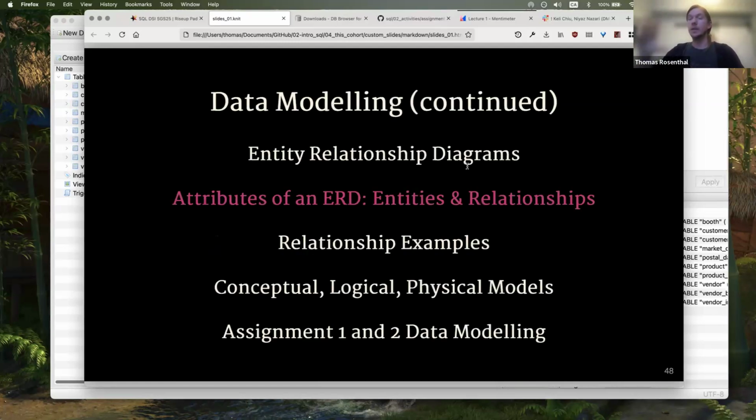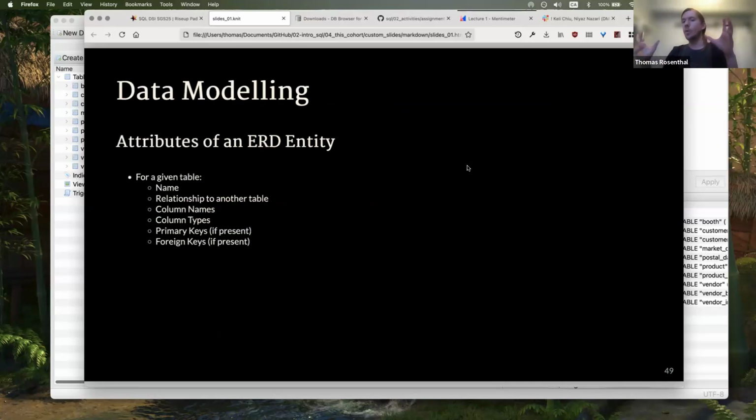Let's talk about the attributes of an ERD, our entities and our relationships. So for a given ERD entity, an entity is an object, like a table. There are other objects aside from tables, but in the beginning, just think about tables. For a given table, think of the name of the table, so our breed traits for our dogs, the relationships to another table if they exist, the column names, the column types, and then whether or not there are primary keys and foreign keys present. Those are the attributes that we have of an ERD entity. So each entity has its own set of attributes.